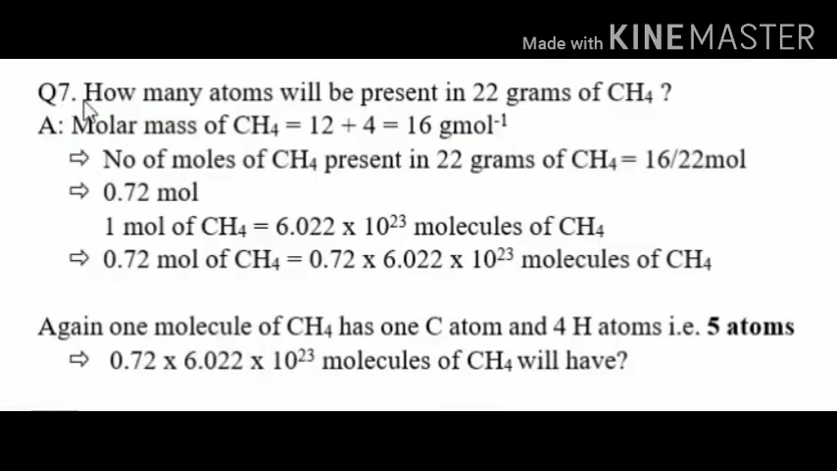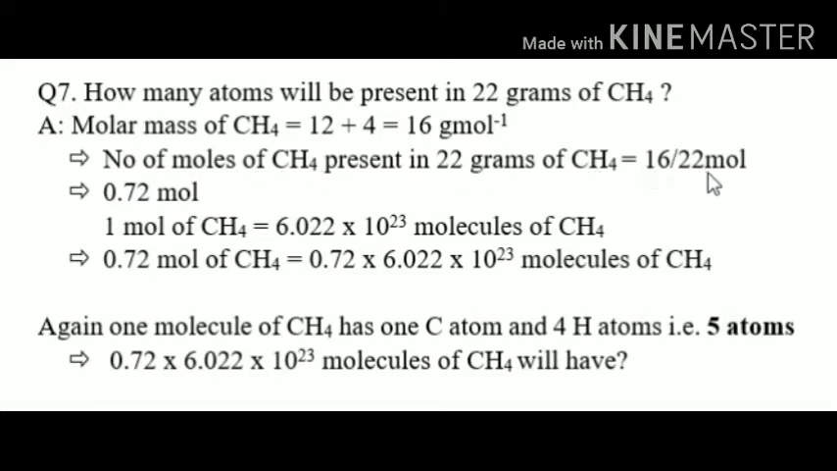Let's see one more question. Question number 7. How many atoms will be present in 22 grams of methane? So first what we do is we calculate the molar mass of methane. So 12 plus 4 equals 16 gram per mole. It is the molar mass of methane. So you are given 22 grams. First you calculate the number of moles of methane present in 22 grams of methane.